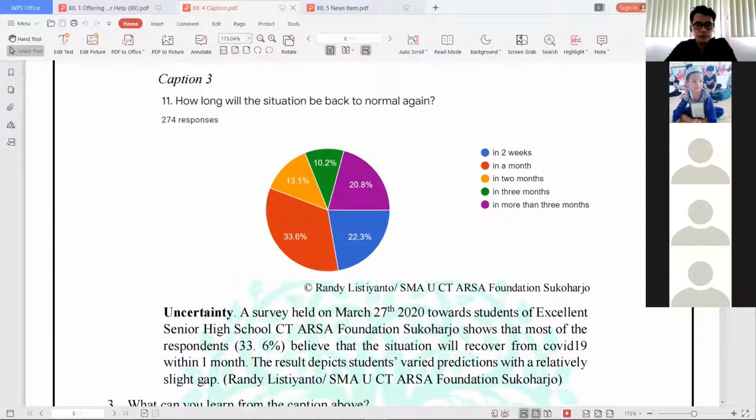Caption 3. This one is a pie chart. I made this one. How long will it take for the situation to be back to normal again? There are some percentages there. The blue one indicates 2 weeks, the red one a month, the orange one 2 months, the green one 3 months, and the purple one more than 3 months.